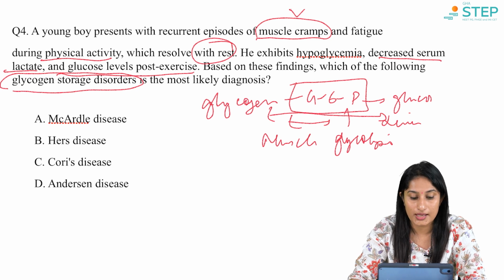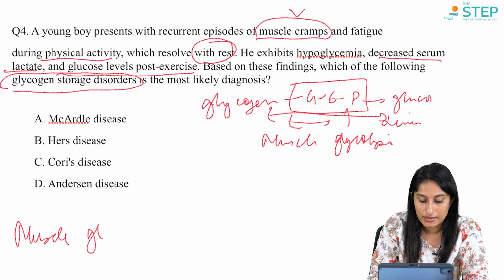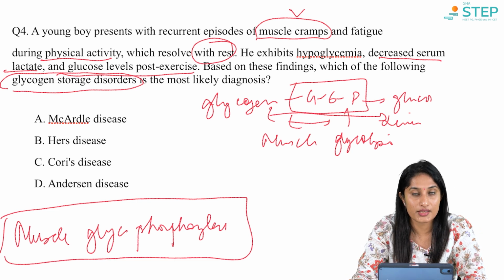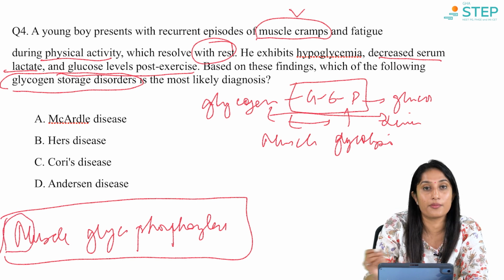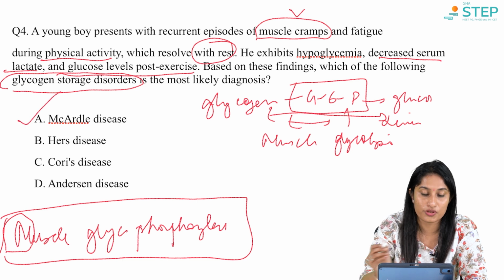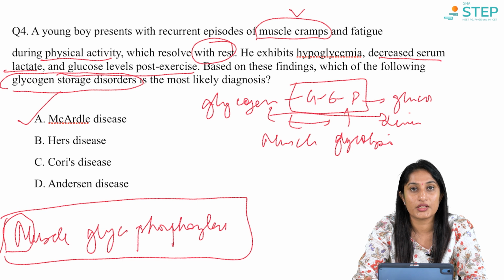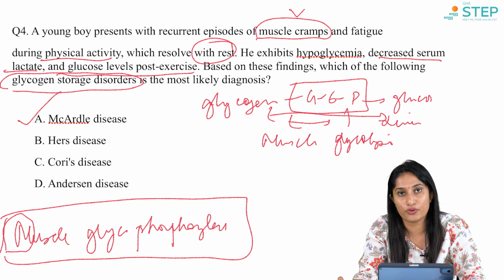So, what is the enzyme deficient here? The enzyme deficient would be muscle glycogen phosphorylase. Now, which of the options have this enzyme deficient? Very easy to remember because you remember the letter M. So, which of these four options are having the letter M? Yes, that is option A, McArdle's disease. McArdle's disease is due to the deficiency of the enzyme muscle glycogen phosphorylase.